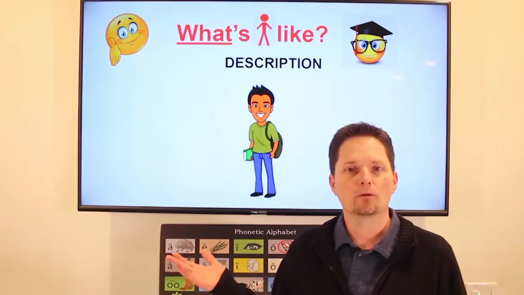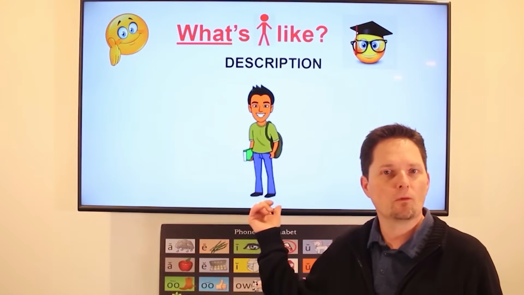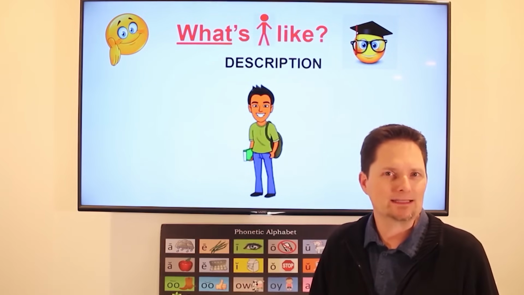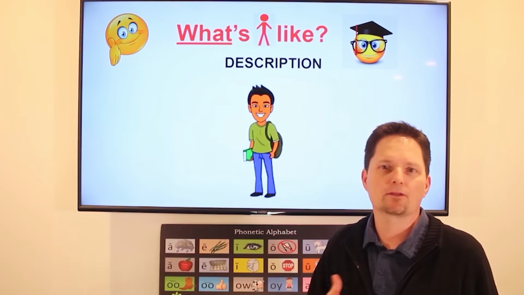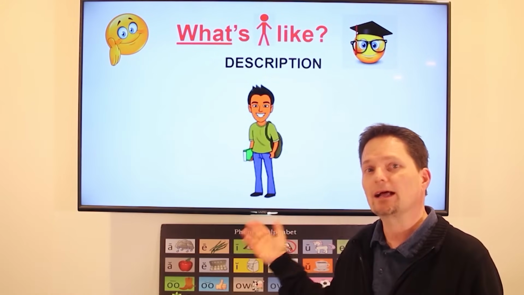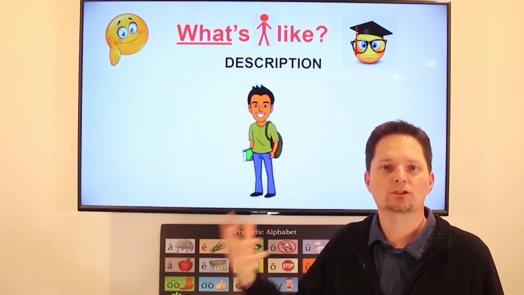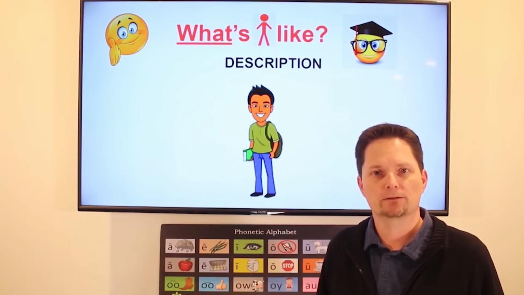Very good. Example. Your friend has a new boyfriend. You don't ask the question, how is he? How is he? He's fine? He's good? It's not the correct question. If your friend has a new boyfriend, you say, what's he like? It's a question for description. You want more information.